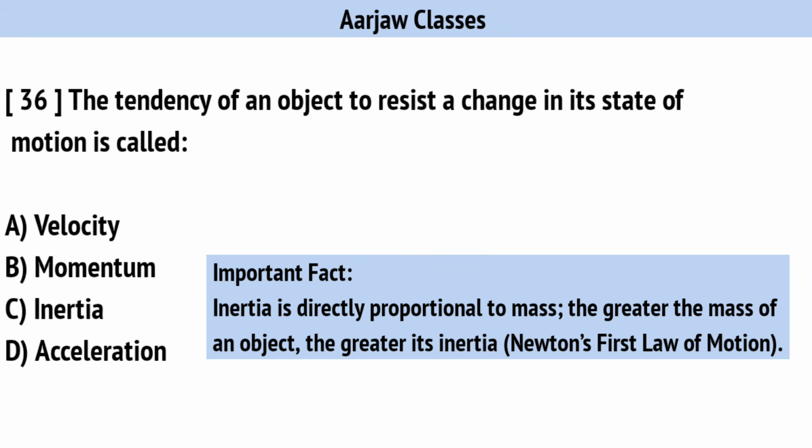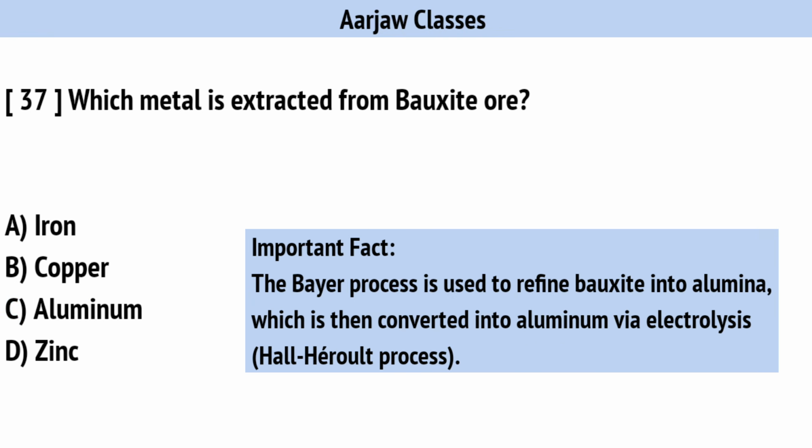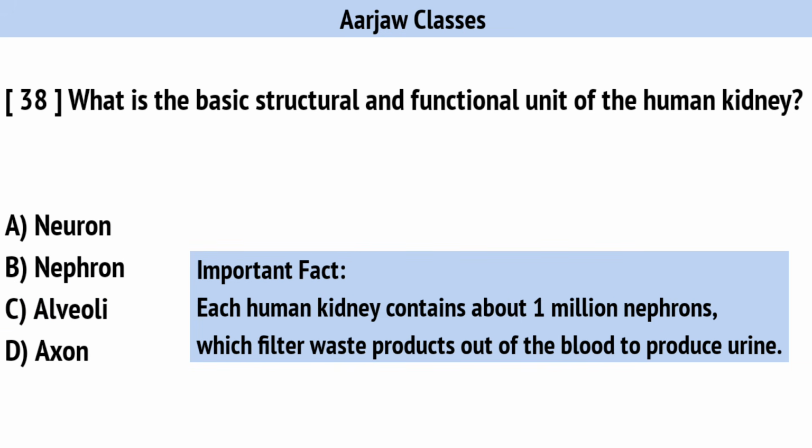The tendency of an object to resist a change in its state of motion is called? Correct option is C, inertia. Which metal is extracted from bauxite ore? Correct option is C, aluminum. What is the basic structural and functional unit of the human kidney? Correct option is B, nephron.